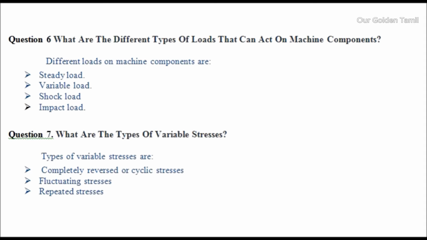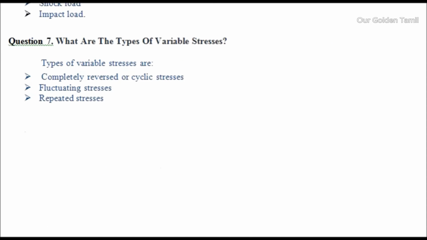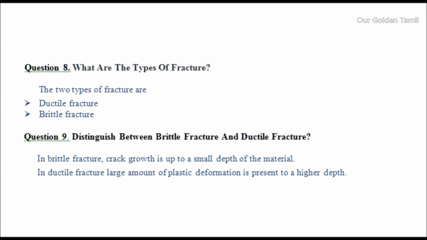Question 7. What are the types of variable stresses? Types of variable stresses are: completely reversed or cyclic stresses, fluctuating stresses, repeated stresses. Question 8. What are the types of fracture? The two types of fracture are: ductile fracture, brittle fracture.